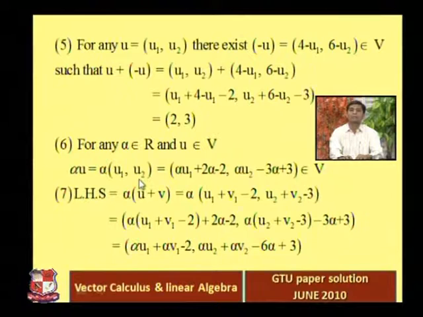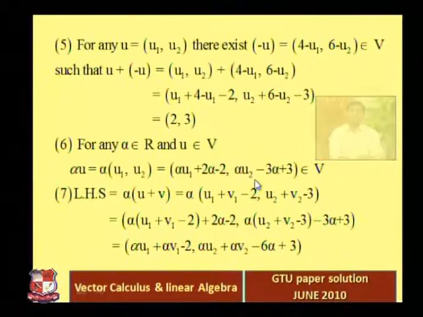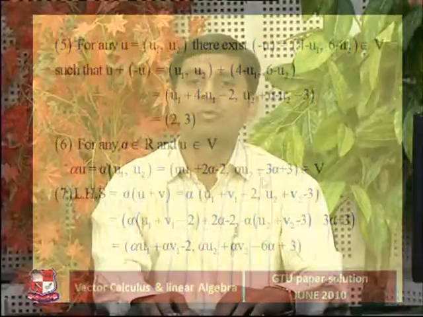So alpha into (u1, u2) is equal to (alpha u1 plus 2 alpha minus 2, alpha u2 minus 3 alpha plus 3). So this vector also belongs to V, because V is R2 and these 2 coordinates already belong to R, right? So next condition.